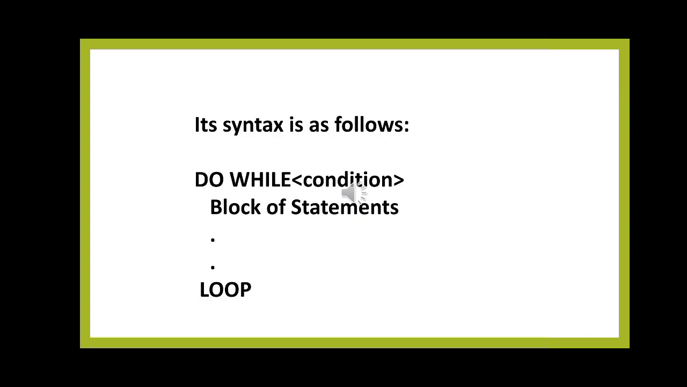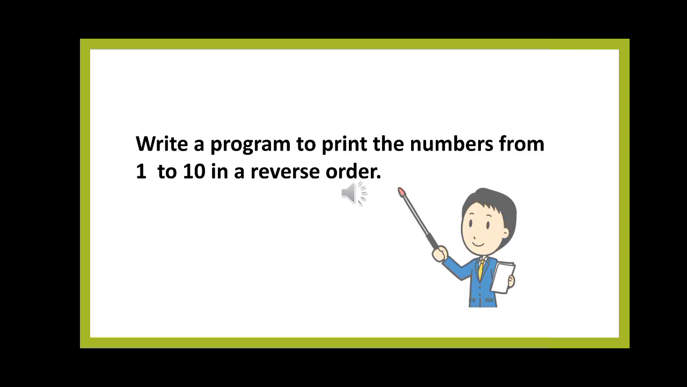Its syntax is as follows. Do while, the condition will be laid, after that a block of statements will be there, and just before the end statement we are going to write down loop. Write a program to print the numbers from 1 to 10 in reverse order.